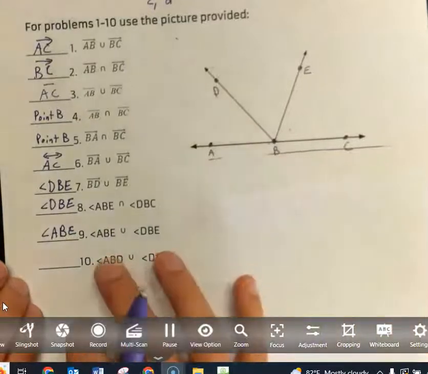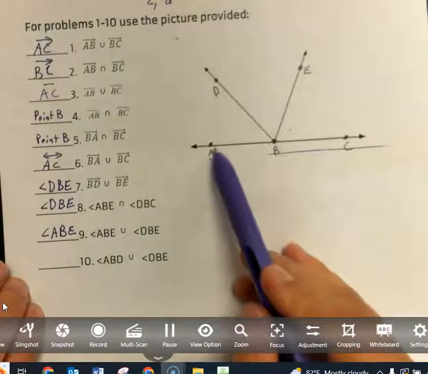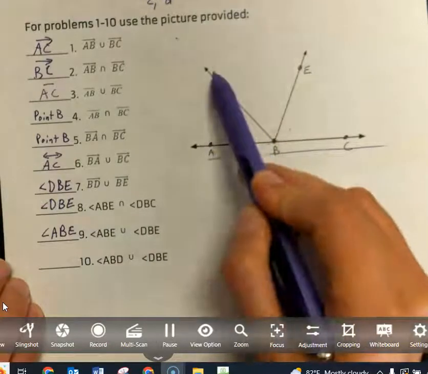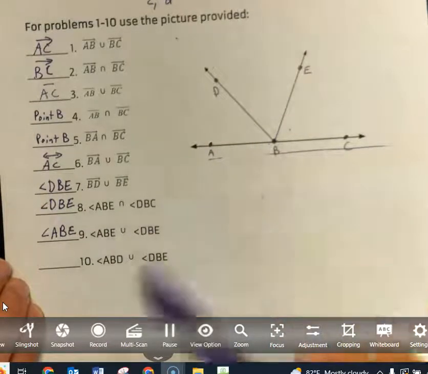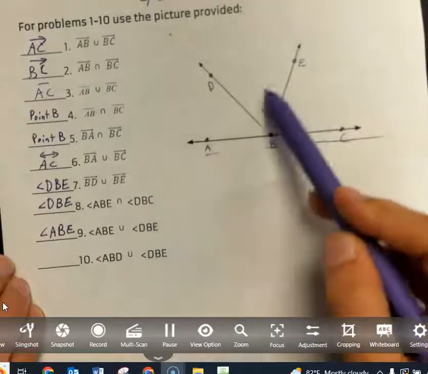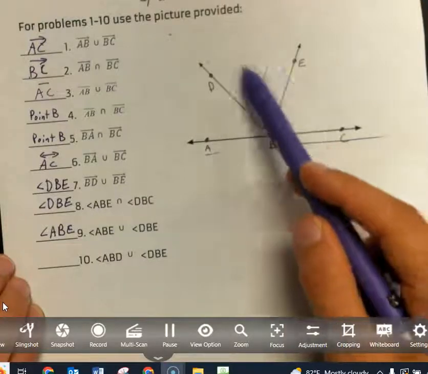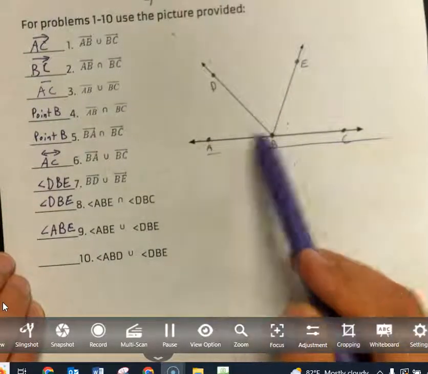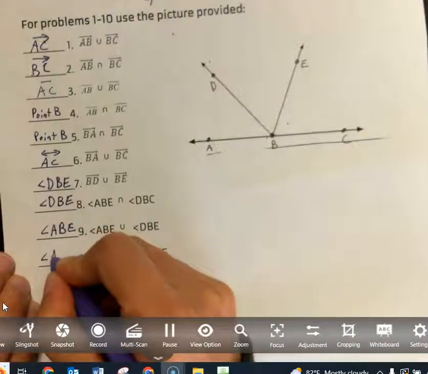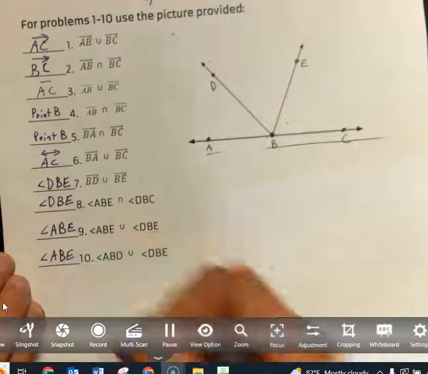And then last one, woohoo, angle ABD. That's this piece. Union, so added together with DBE, that piece. So we're adding this piece and that piece. So together we have ABE. So angle ABE. And that's it.